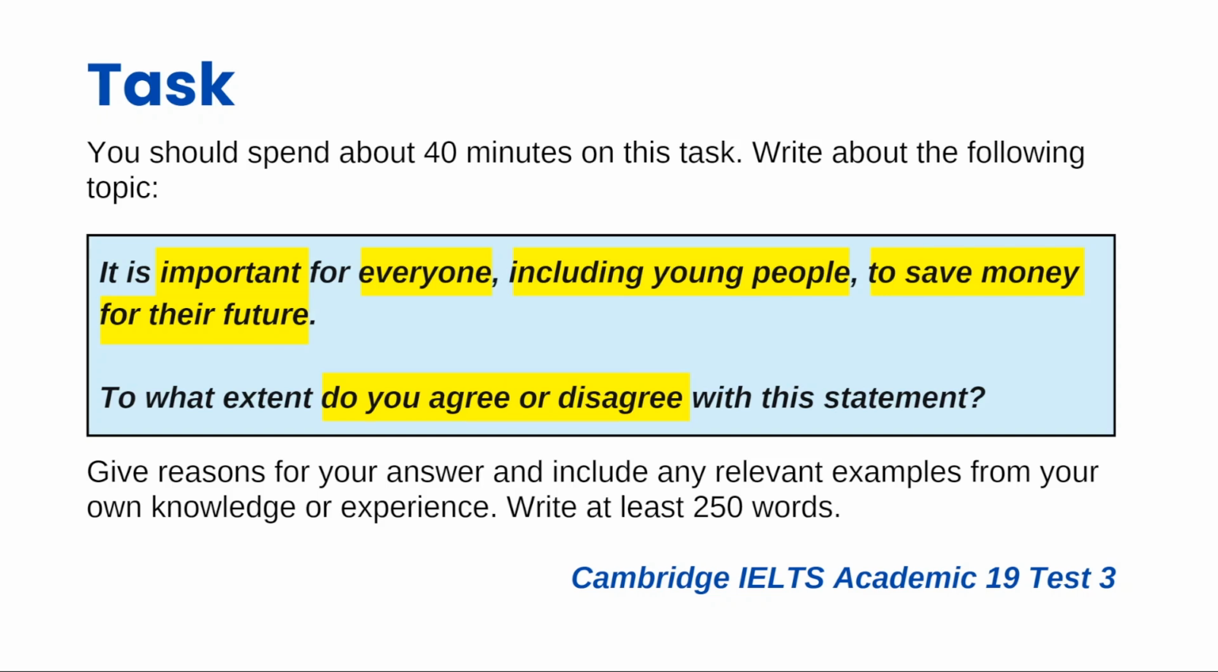It's an agree or disagree essay, an opinion essay, but it has those 3 words at the start. To what extent do you agree or disagree? That means that you are encouraged, especially if you want a band 8 or band 9, to partly agree or partly disagree. You can strongly agree or disagree, but you don't have to. You have a range of options here. So to what extent do you agree or disagree with this statement?